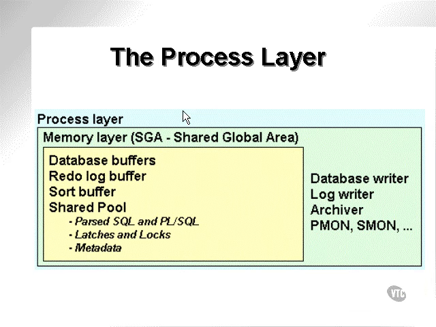The process layer. The process layer more or less sits on top of the memory layer. The process layer are the processes which communicate, for instance, between the buffers and the database files. The database writer communicates between the database buffers and the data files. The log writer communicates between the redo-log buffer and the redo-log files. The archiver writes from redo-log files to archive files. There are many other processes such as PMON and SMON. For our purposes, SQL and PL/SQL, we don't need to go any further.